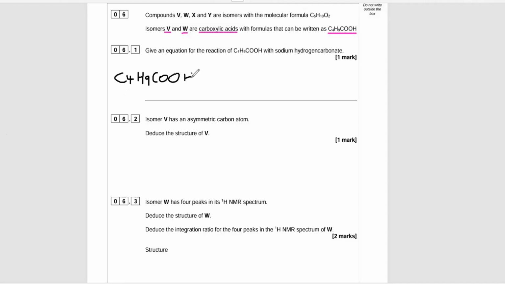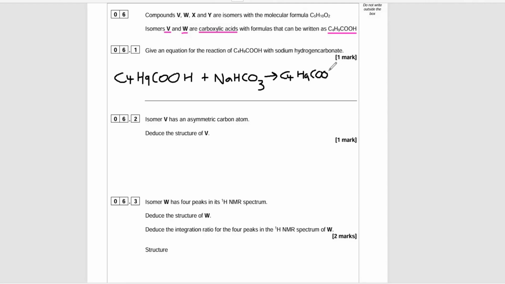Pause the video, have a go. You know this one, easy peasy. You're just looking at a carbonate with an acid, right? Essentially. And what do you make if you mix carbonate and acid? You know this from GCSE chemistry. You're going to make salt, carbon dioxide, and water.